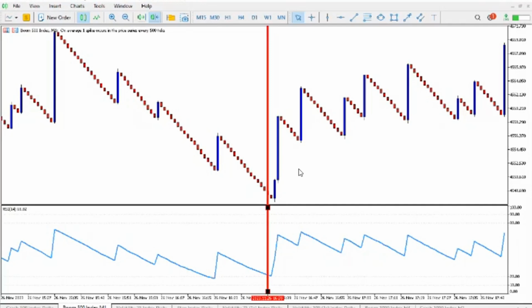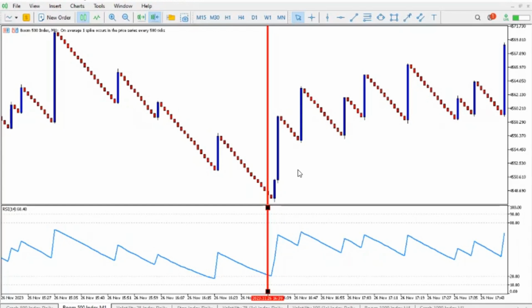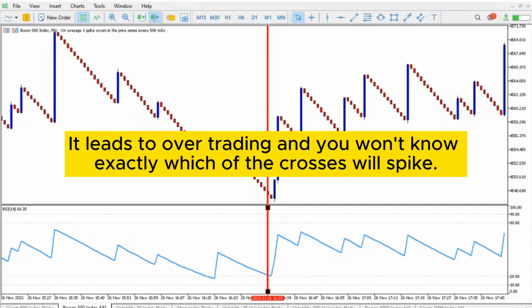Number one, you are trading on the 1 minute time frame. That means you are going to see this happen more than 100 times in a day. You don't know which of the 100 times is going to work. That means you have to keep entering until you get the right one. So there's no way of knowing the one that is going to spike.